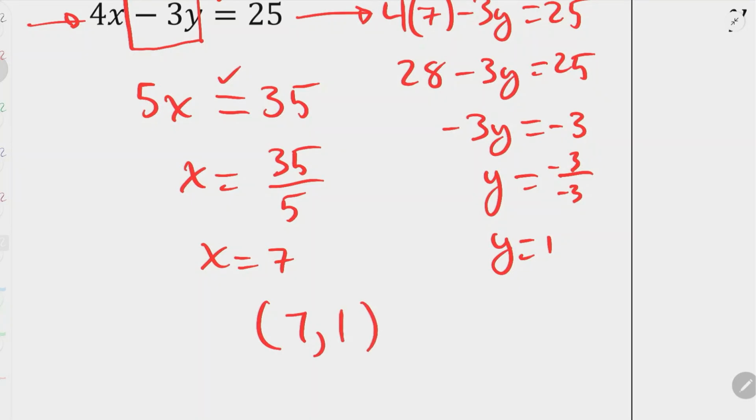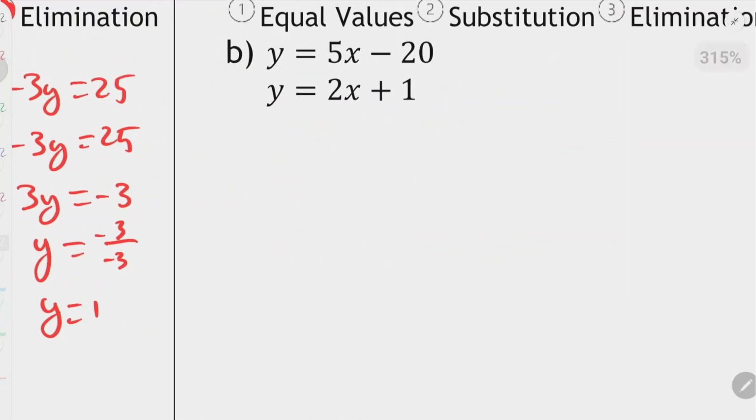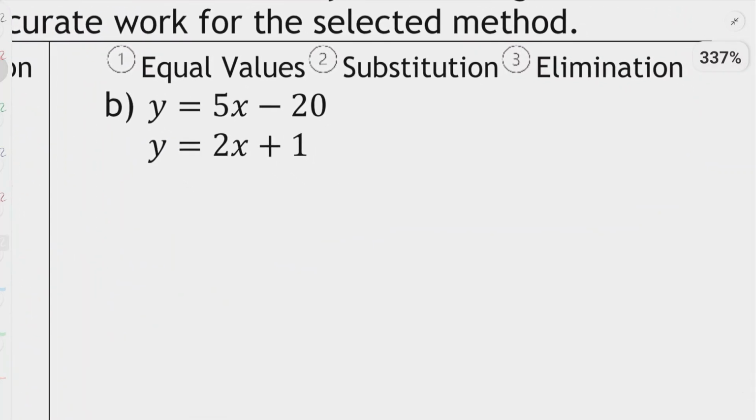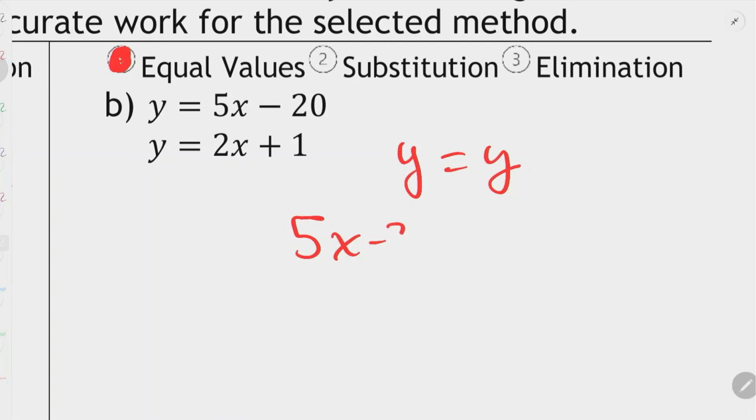All right, let's go to part B. This is our system of equations, and I can see in both I have y solved, but they're both y equals. They're in slope-intercept form, y equals form. So I'm going to go ahead and use the equal values method. Certainly in the context of this system, it is true that y is equal to itself. So I can take the top y, which is 5x minus 20, and set it equal to the second y, which is 2x plus 1. Y is y. What do I get? Let's take away 2x from both sides.